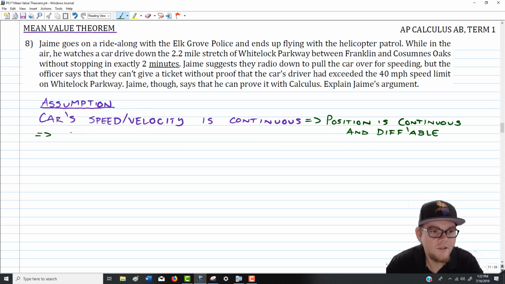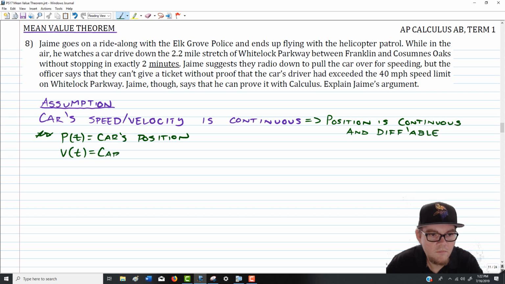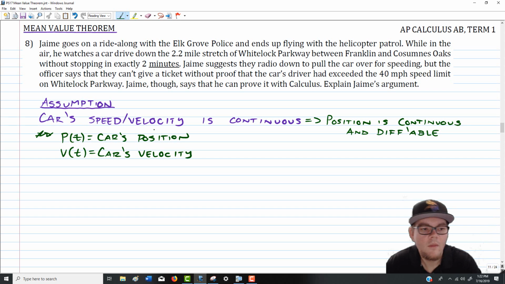Therefore, if we let the car's position, so we'll let P of t equal the car's position, and we'll let V of t equal the car's rate of change. We'll call it the velocity, even though speed would be just as appropriate here. Then what we're told is, since the position is continuous and differentiable, the mean value theorem applies. We can use the mean value theorem in this particular context.